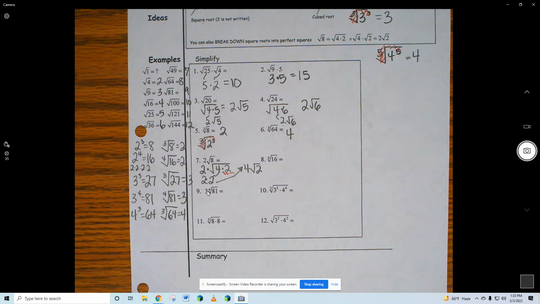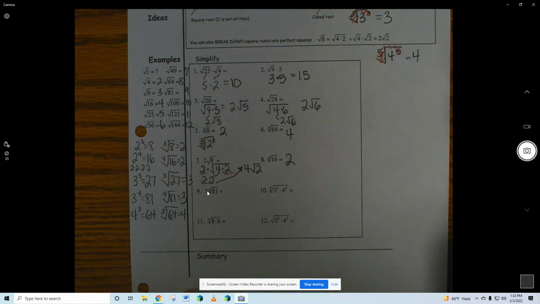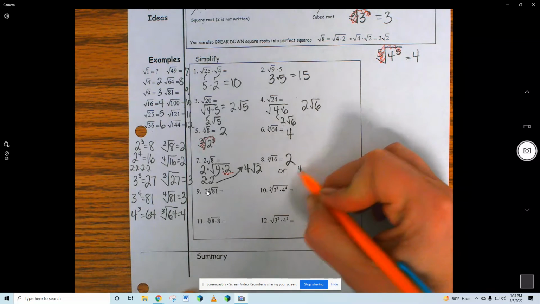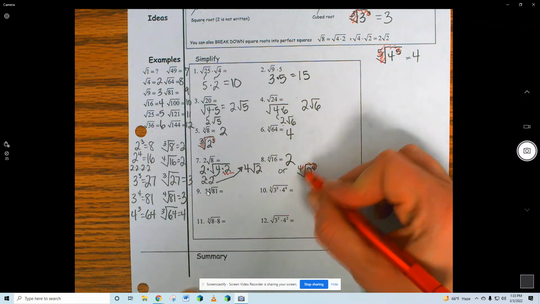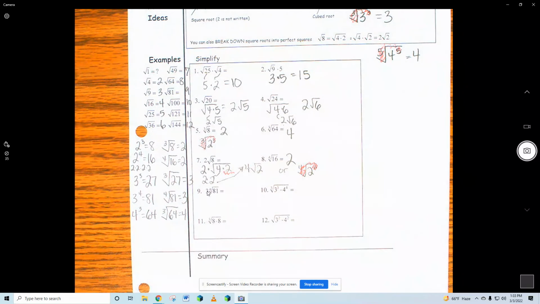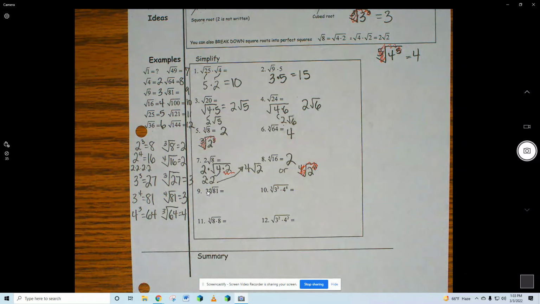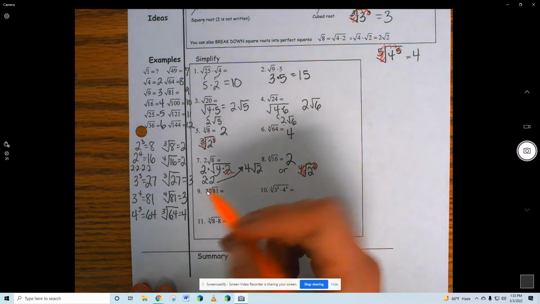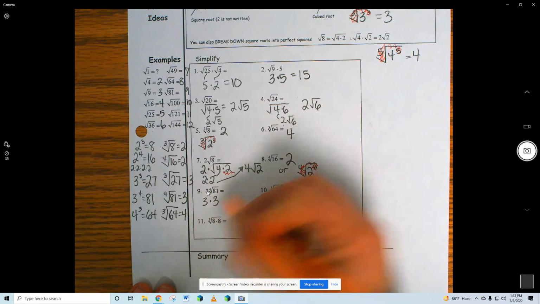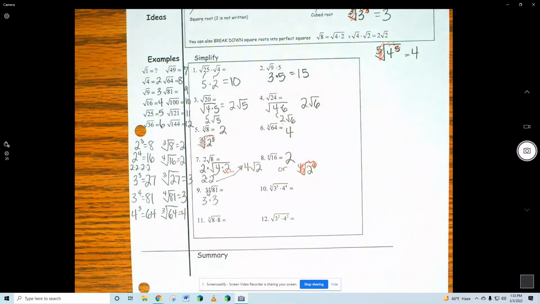The 4th root of 16. Something times something times something times something. It's the same number that makes 16. 2. So you just say 2. Or I could say the 4th root of 2 to the 4th, and then the 4's opposites cancel each other out. It's just 2. What's the 4th root of 81? So 3 times 3. The 4th root of 81 is 3.